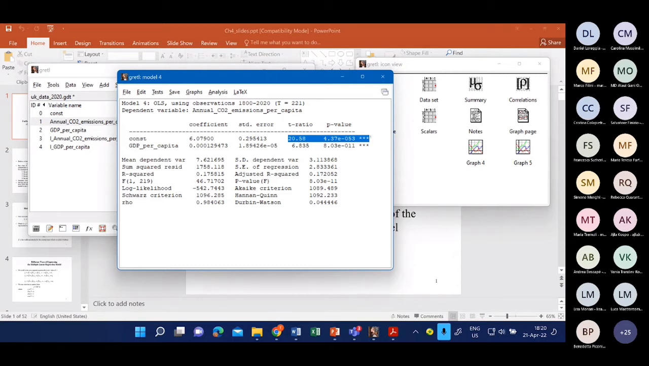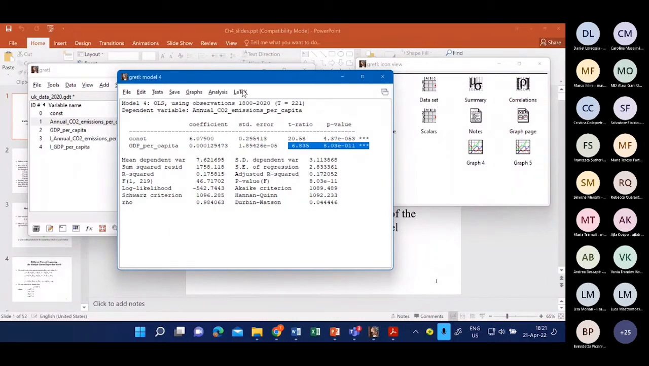What about the coefficient beta? The t-ratio is 6.8 and the p-value is 0. Do we reject the null? Yes, we reject the null at all levels of significance. All levels of significance. Okay.